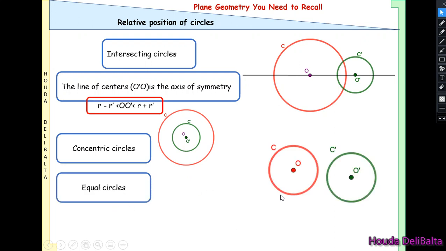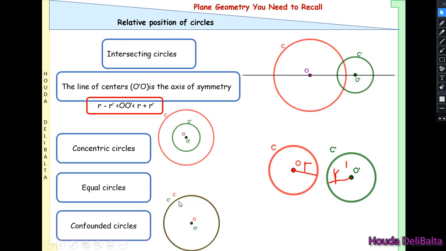And here are equal circles. They are not necessarily of the same center. They are just equal. They have equal radii. What specializes equal circles is that they have equal radii. R and R prime are here equal. And finally, when concentric circles and equal circles are combined together, we get confounded circles. Confounded circles have the same radii and the same center, so they are exactly as if they are the same circle. You notice that the green circle is above the red circle, and that's what we call confounded circles.